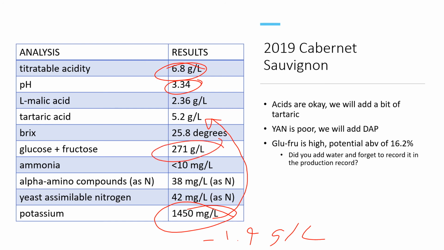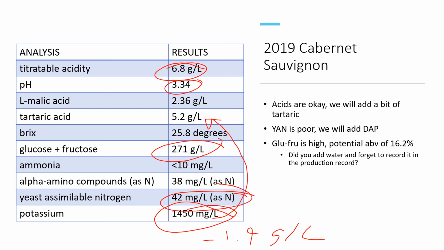So 27.1 degrees Brix of actual Brix. So then that converts into about 16.2% ABV. I took a look at our production record on this one, and I didn't see a water add actually. So either we converted low on the sugar to alcohol, or someone added water and didn't tell us, or someone washed that bin down with the hose real good.